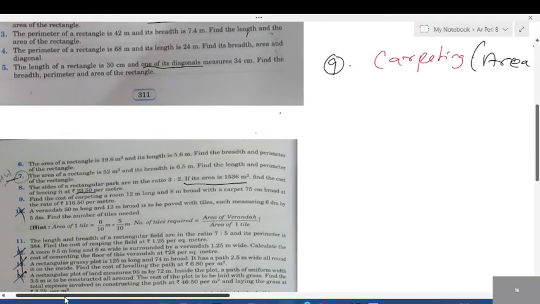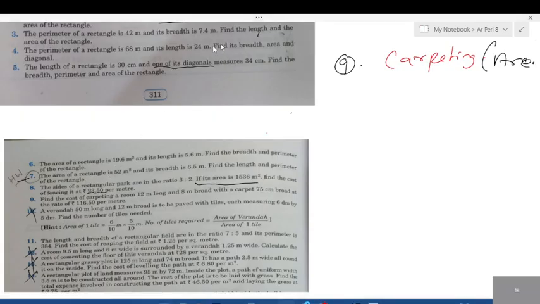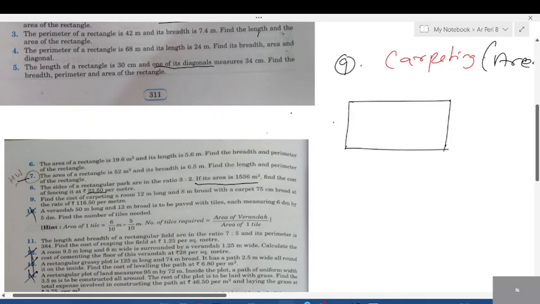Now, what are the things given in this question? Find the cost of carpeting a room 12 meters long. Length is given. If this is a room, they're talking about the floor. In this, length is equal to 12 meters. And breadth, the meaning of breadth is width. Breadth is equal to 8 meters.